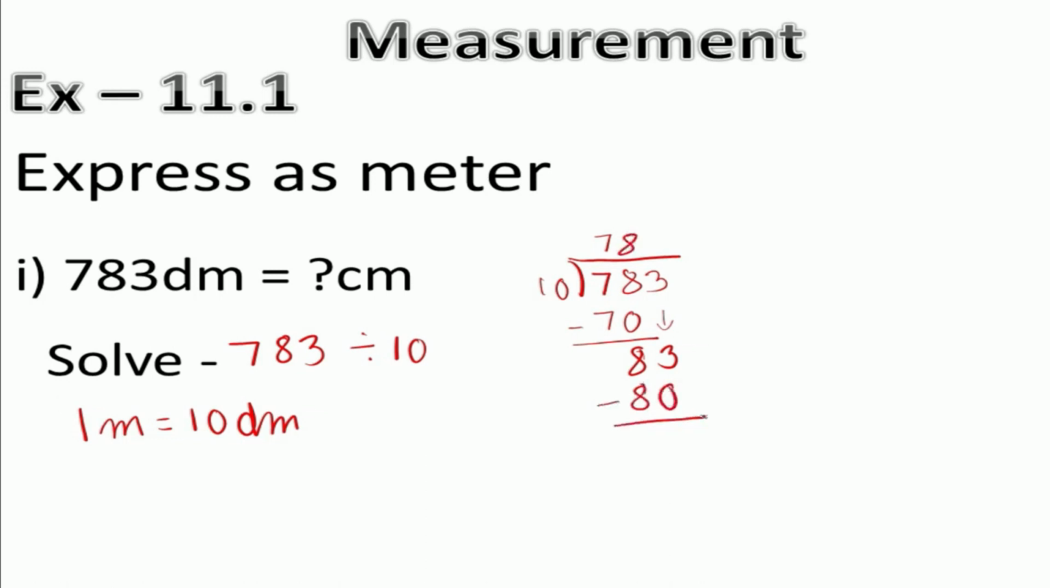We subtract, we get 3. Then we add a decimal and a 0. Then 10 into 3 equals 30. We subtract and we get 0. So our answer is 78.3 meters.